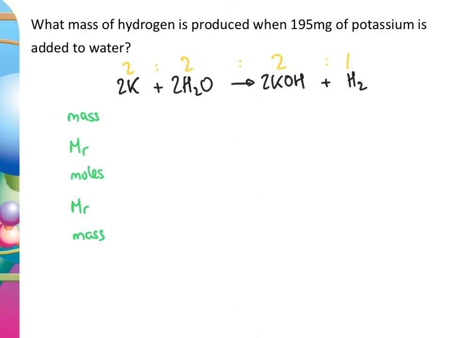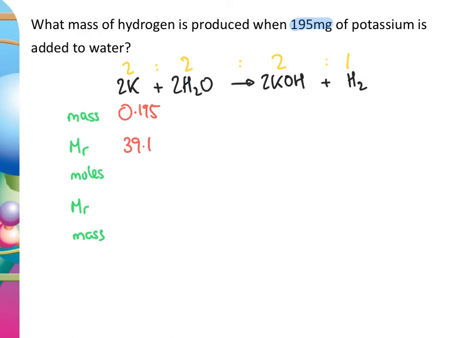Now, just got to pay attention for little things that might catch us out. So notice that the mass we're given, 195 milligrams of potassium, so it's milligrams. Now, when we're talking about moles, our unit is grams. So the first thing that we need to do is convert that 195 milligrams into grams. Now, milli means a thousandth, so we've got 195 thousandths of a gram. So our mass of potassium is 0.195. Okay, and our mR of potassium is 39.1.